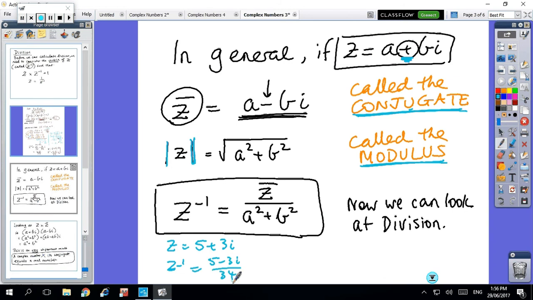And what you'll find is the inverse is always the conjugate of z divided by a squared plus b squared, where a was 5 and b was 3, so 5 squared plus 3 squared equals 34. So the denominator always ends up being a squared plus b squared, which is the modulus squared. Okay, so a squared plus b squared square rooted is called the modulus, but on the bottom it's not a square root, it's just a number. So let's have a look on the next slide. So copy those down and come across when you're ready.